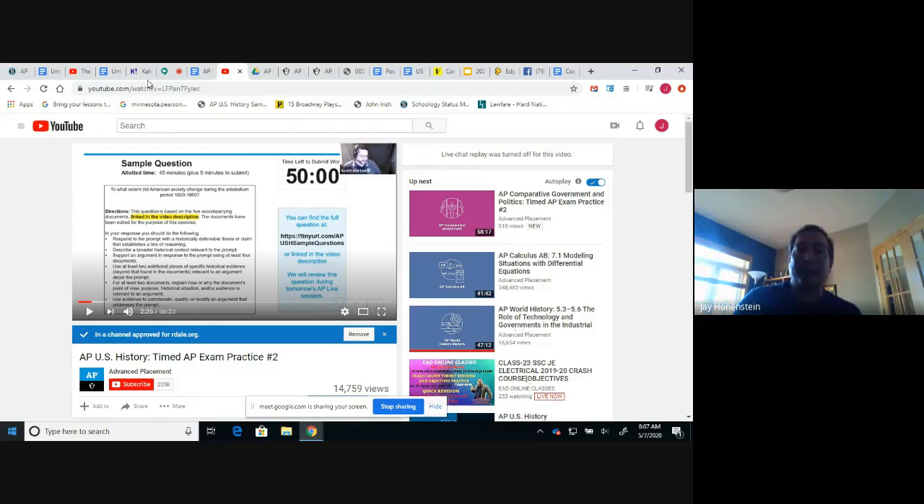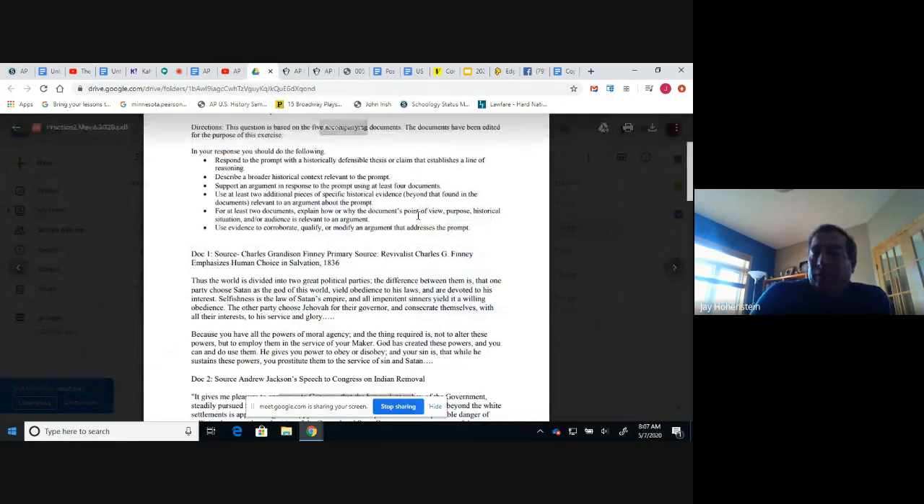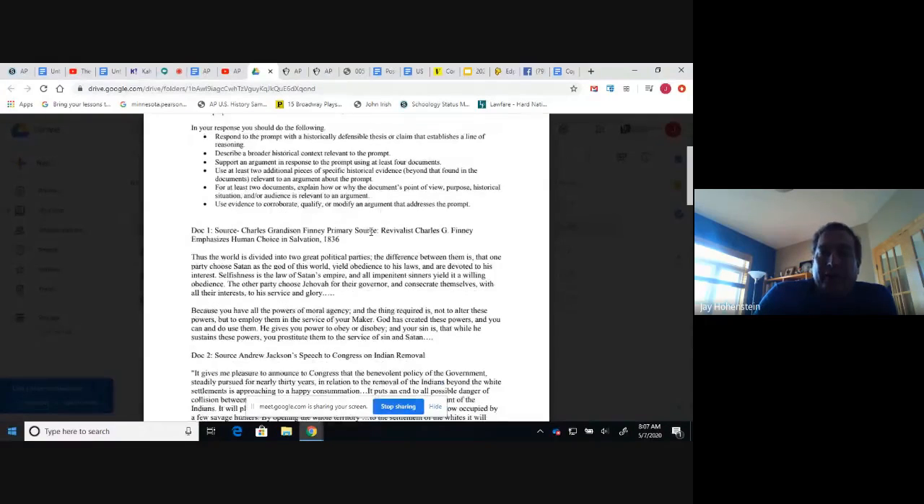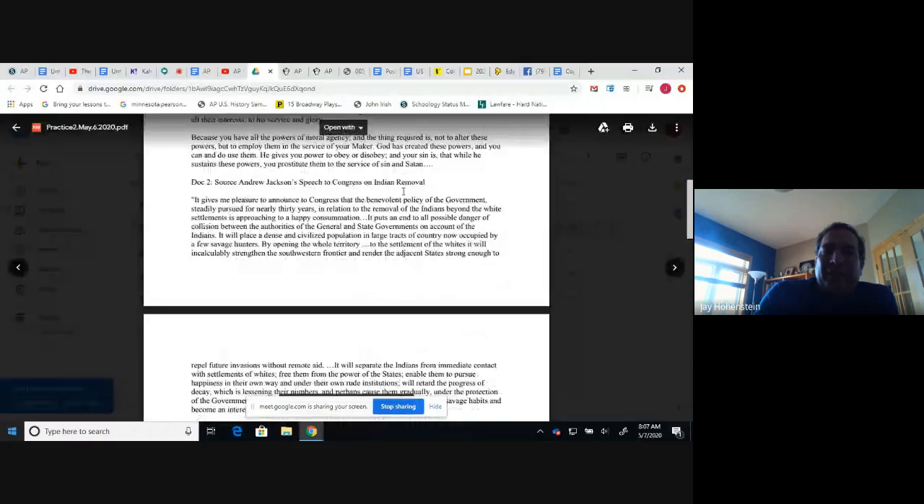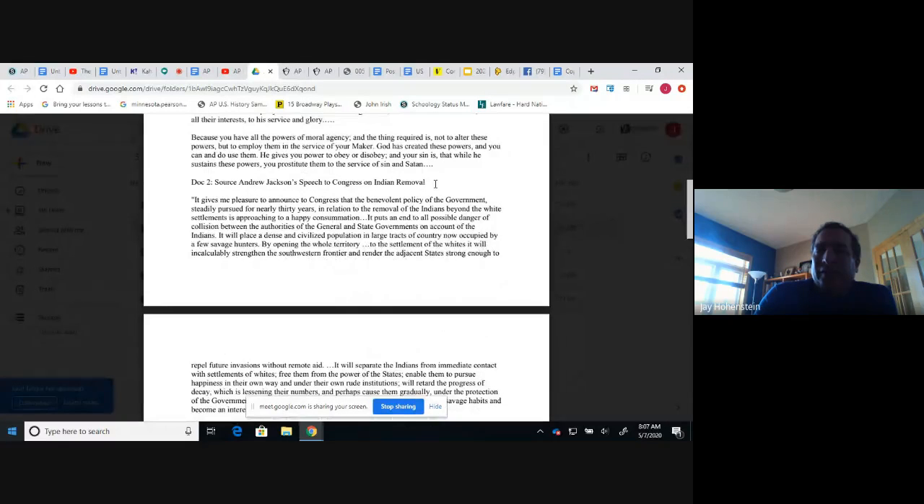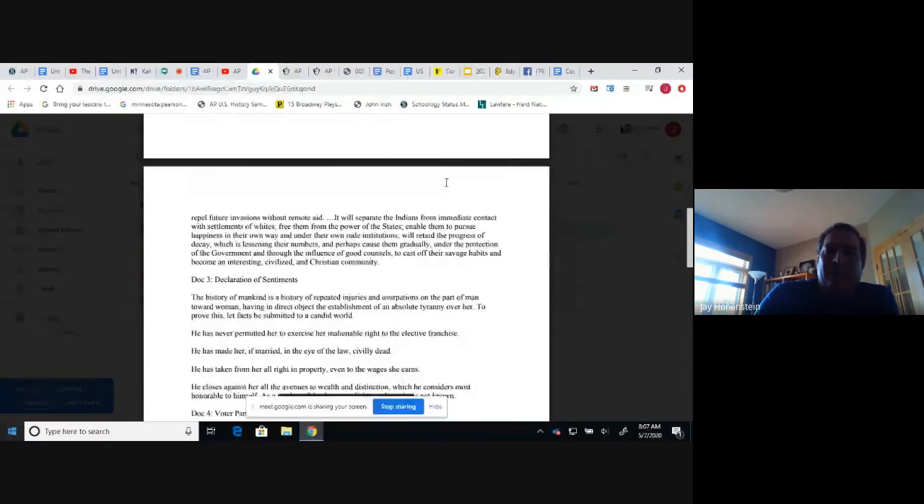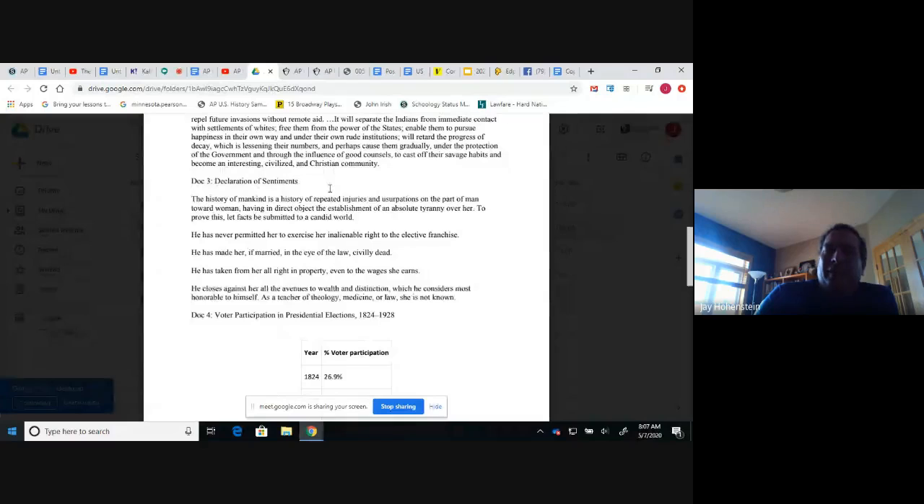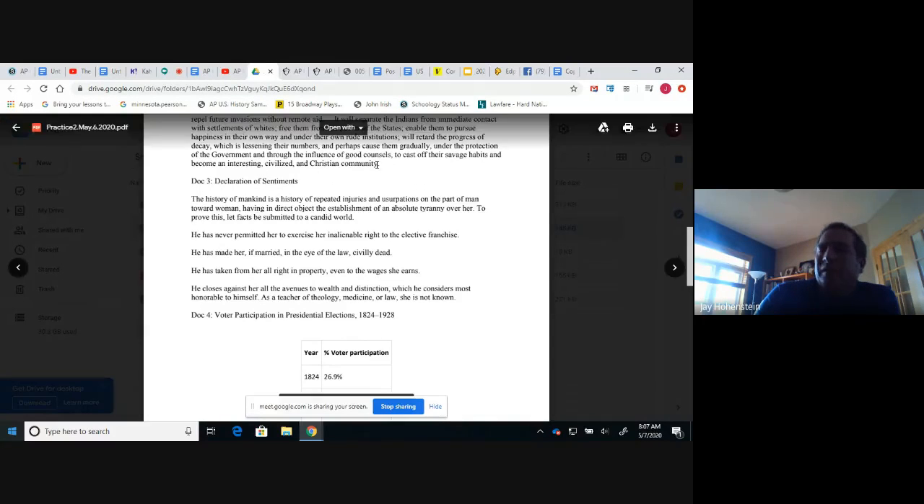If you take a look at the documents themselves, there's another element that is not typical for what you'll see on the AP test, where they do give you Charles Grandison Finney right here, abolitionist preacher from the Second Great Awakening. But they don't give you a date for Andrew Jackson's speech to Congress on Indian removal, which is odd, because that is something that is never missing from a document of this sort. It's the same thing with this sort of sourcing that you see right here, leaving off the year for the Declaration of Sentiments. Doesn't make much sense.